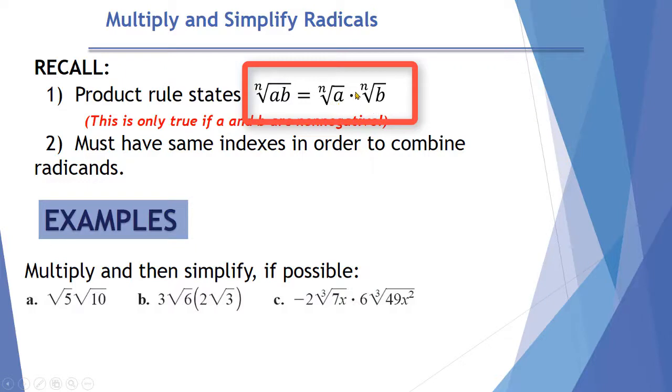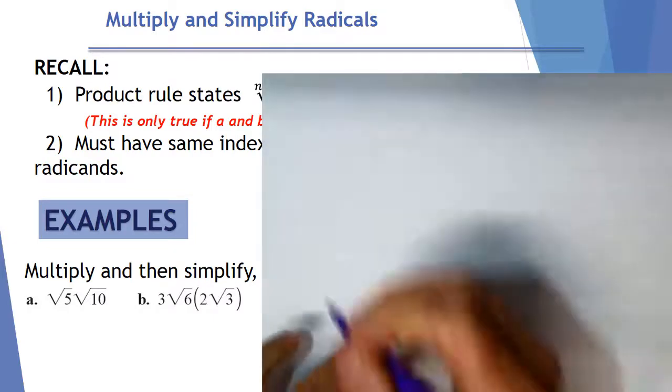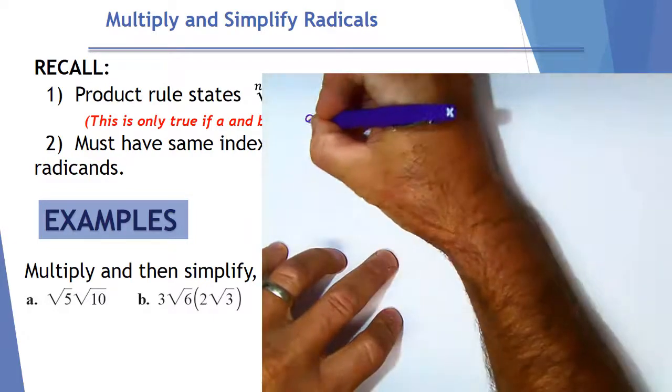If you have two roots with the same index, you can multiply the radicands, the thing inside, together to form a single root. Now that only works if the radicand, the thing inside, our a and b here, are not negative, but that's no problem for the work we're going to do in this class. Also, we have to note that the indices have to be the same. We can multiply square roots or cube roots, but we can't multiply a third root by a fourth root, for example. But again, we're not going to be doing any of that. So let's look at these three cases on your screen and see how these get multiplied and then simplified.